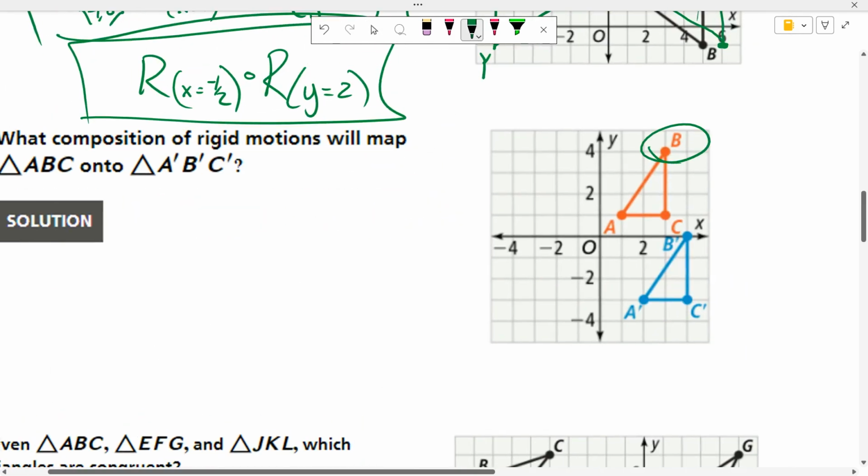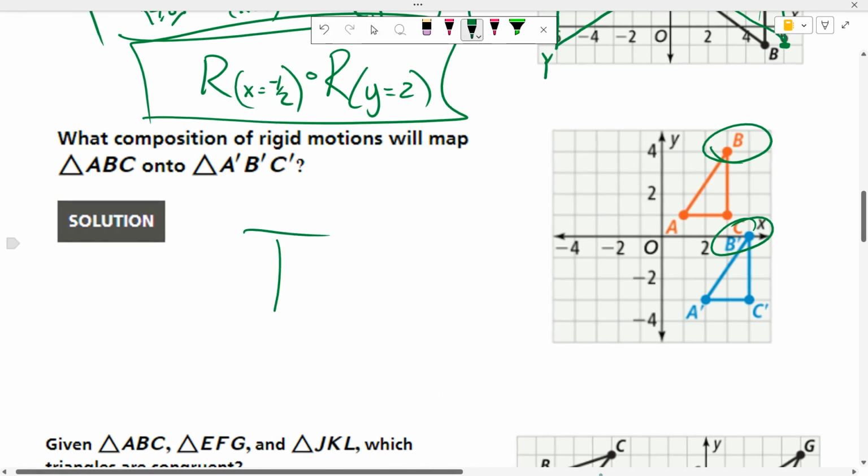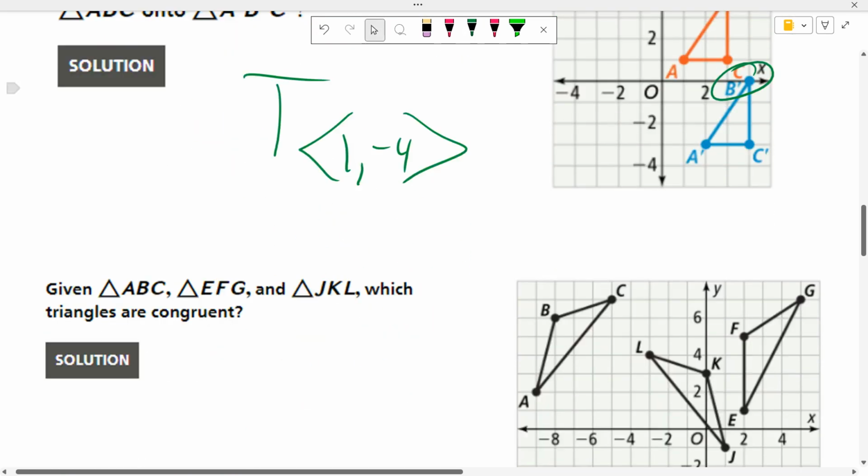B is on top, B prime's on top. All this is a translation. What type of translation is it? One to the right, -4 down.